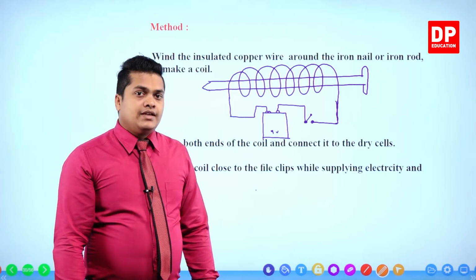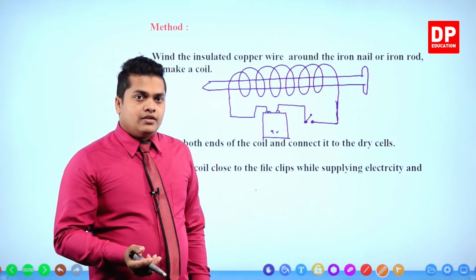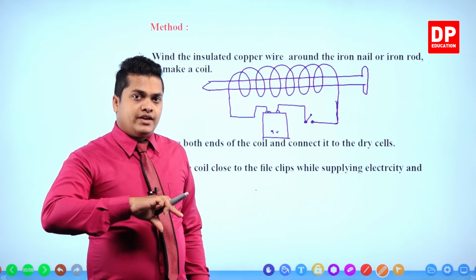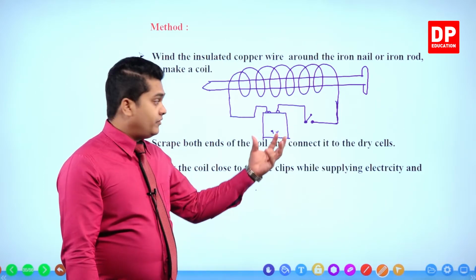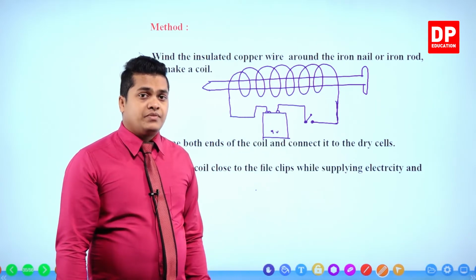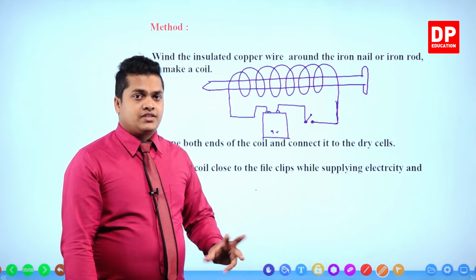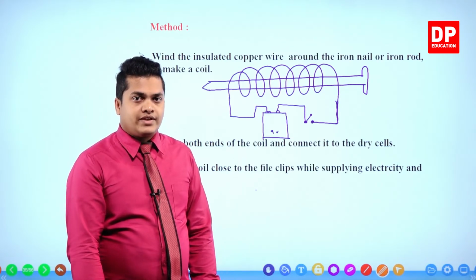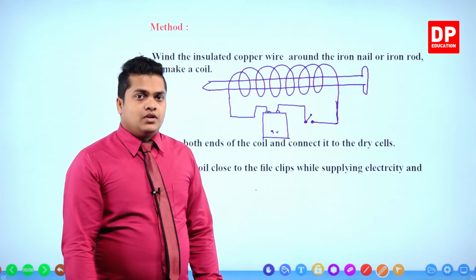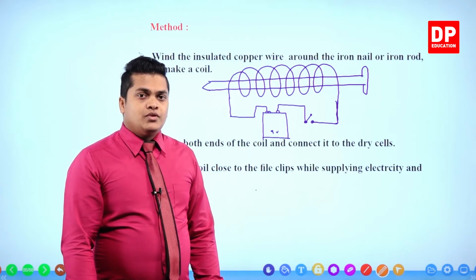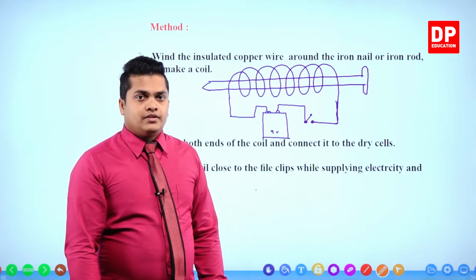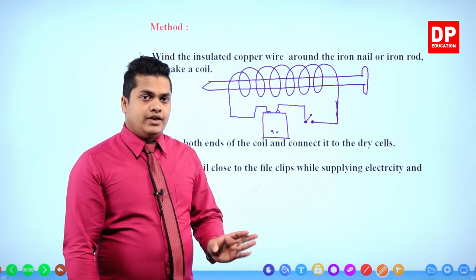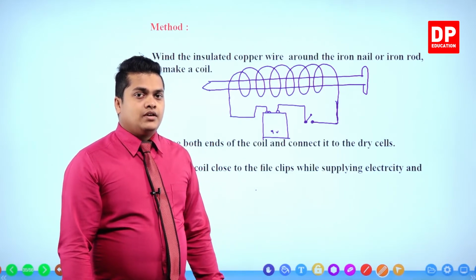It's because if we want, we can disconnect the switch without disconnecting these terminals from the dry cell. We can just turn off the switch instead of disconnecting the terminals from the dry cell. So the switch can be used to disconnect or connect the coil with the dry cell.